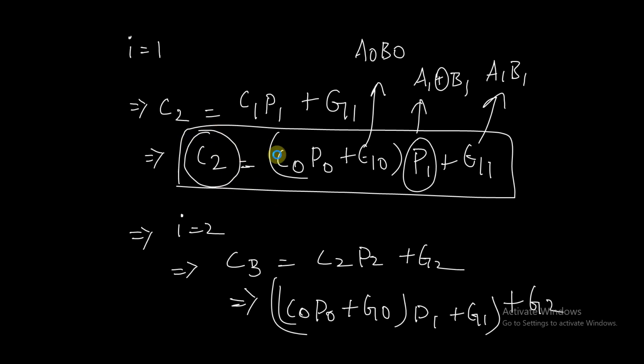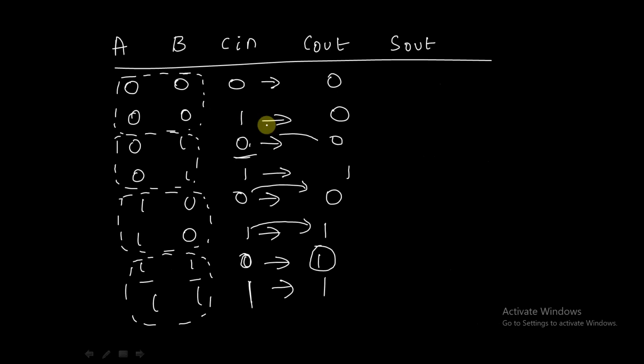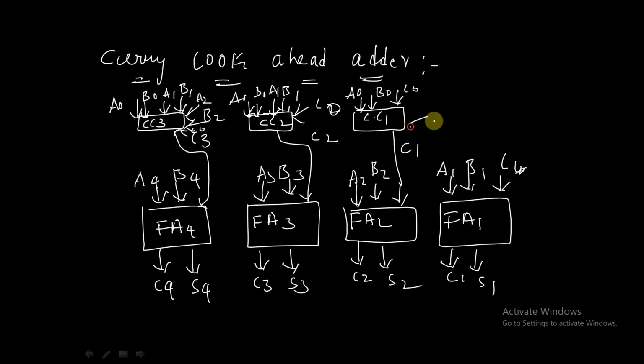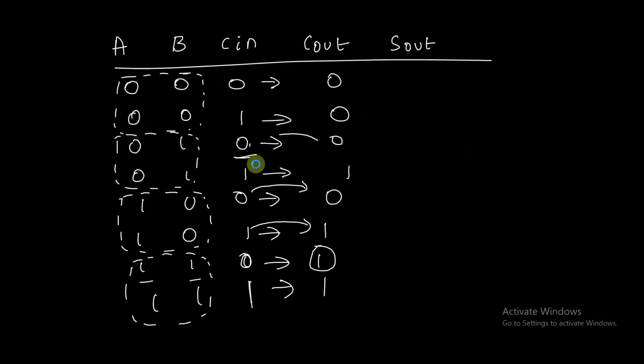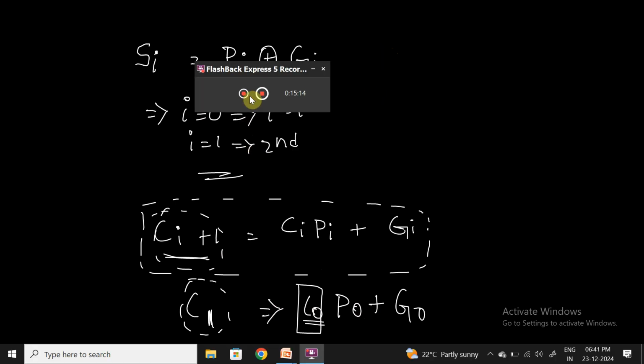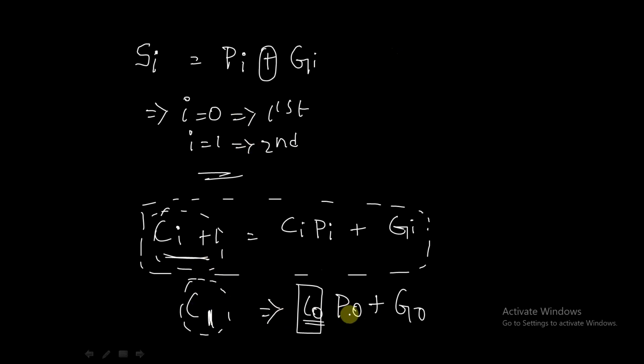Using these equations, you can draw the combinational logic circuit for these black boxes. For generating C1, you can draw the combinational logic for C0 into P0 plus G0.